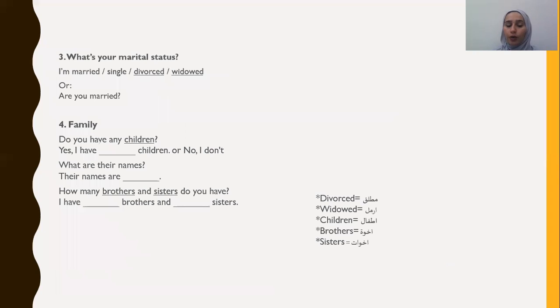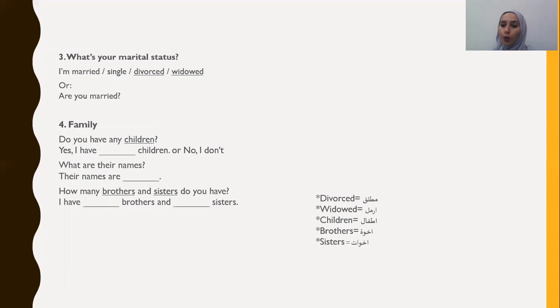Now the third question is asking about their marital status. Married, single, divorced, widowed. What is their marital status? So you can ask them, what's your marital status? Or you can ask them, are you married? Are you single? And then they will say, for example, no, I'm not married, I'm single. Or no, I'm not married, I'm divorced, and so on.